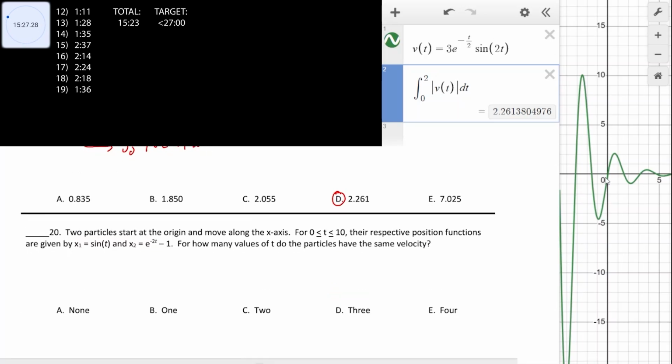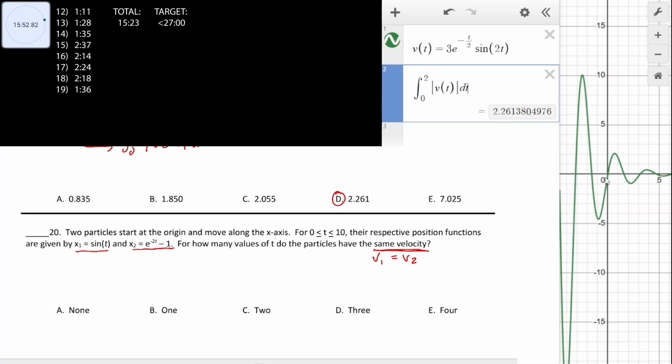Okay, number 20. It says 2 particles start at the origin and move along the x-axis. For t values in between 0 and 10, their respective position functions are given by x equals sine t and x equals e to the -2t minus 1. For how many values of t do the particles have the same velocity? In other words, when does the velocity of the first one equal the velocity of the second one?